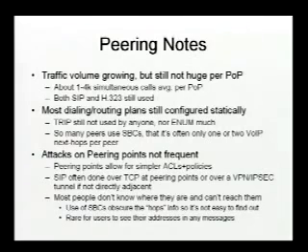Peering notes: the traffic volume is growing, but it's still not that huge really per POP. It's about 1 to 4,000 simultaneous calls average per POP. SIP and H.323 are still used. H.323 is still a fairly large chunk of the VoIP traffic market, despite what everybody may want to think.